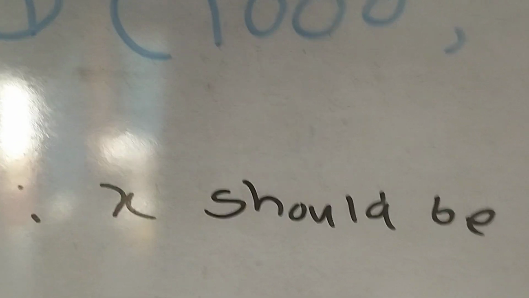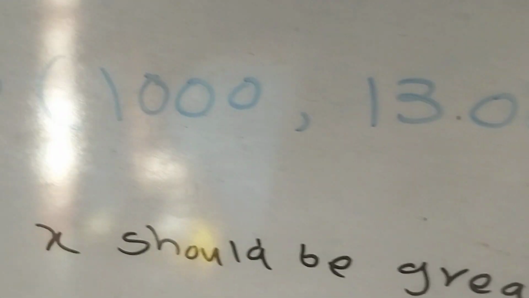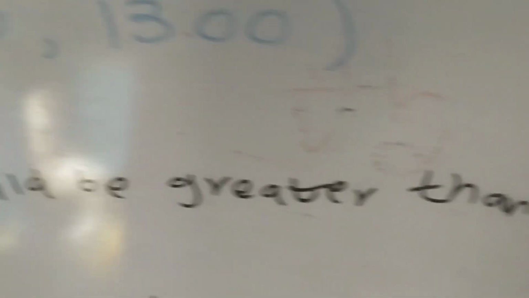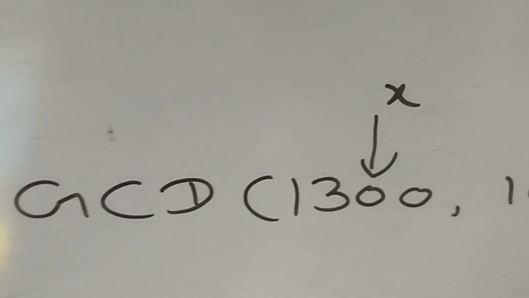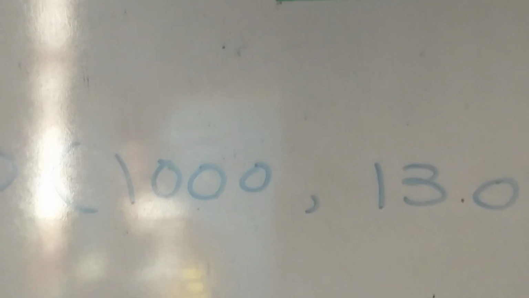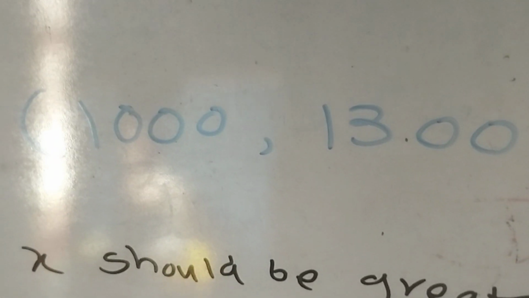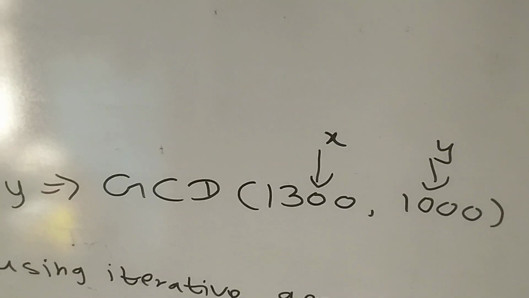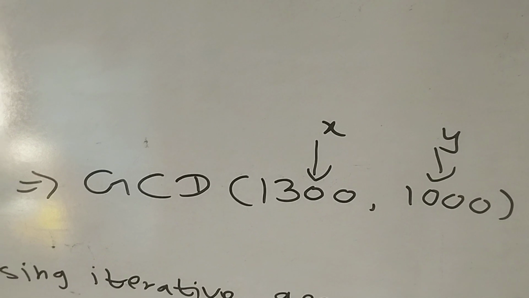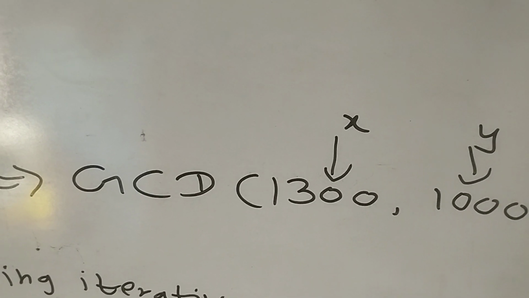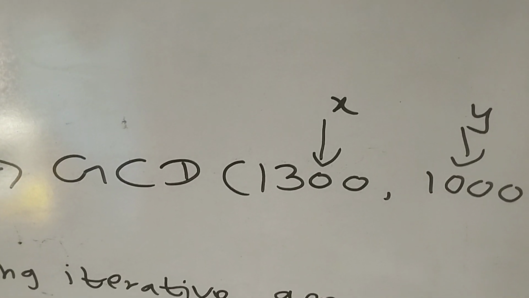So the first step, we need to make the first position number the greater number than the second one. Since this is wrong, because the first one is smaller than the second one, we'll swap the values. By swapping this, there's not going to be any change in the GCD. So the GCD of 1000 and 1300 we can write as the GCD of 1300 and 1000.